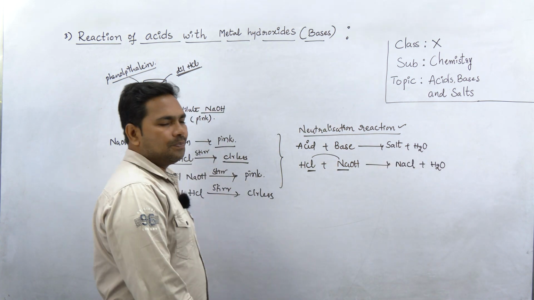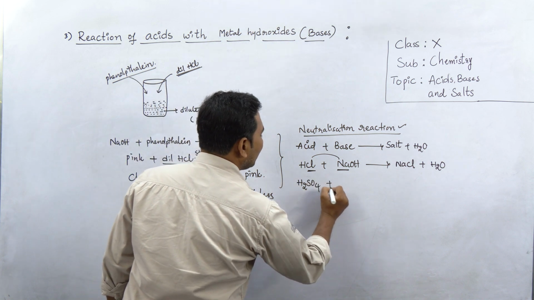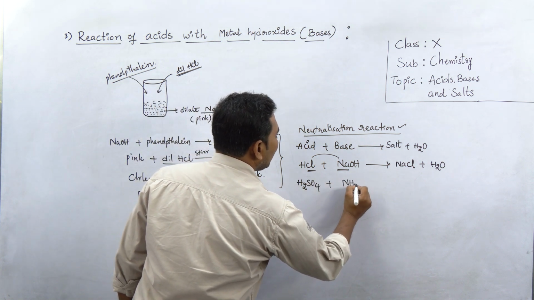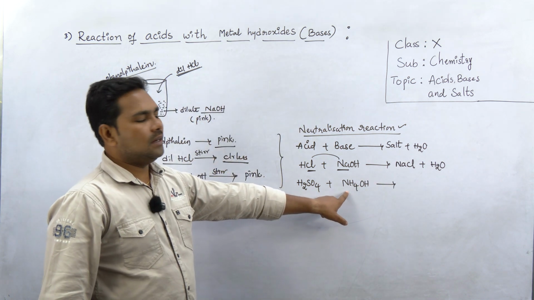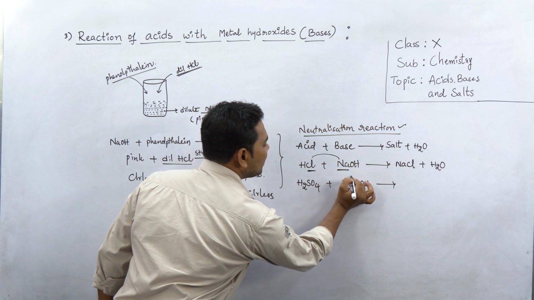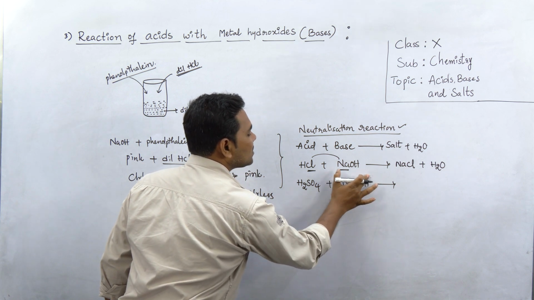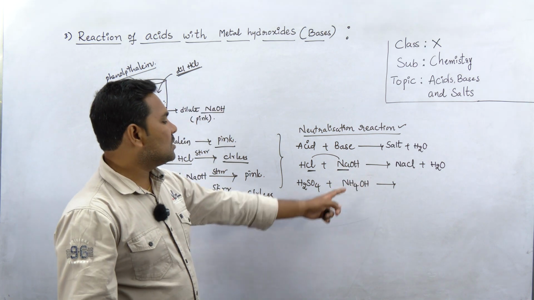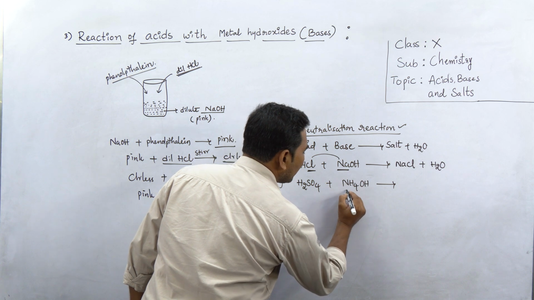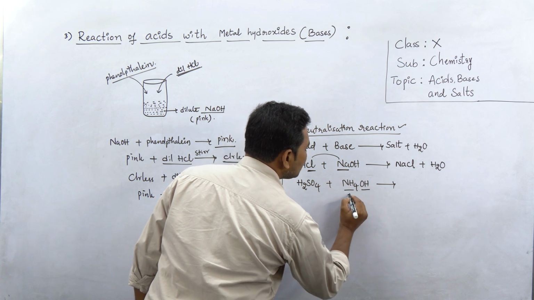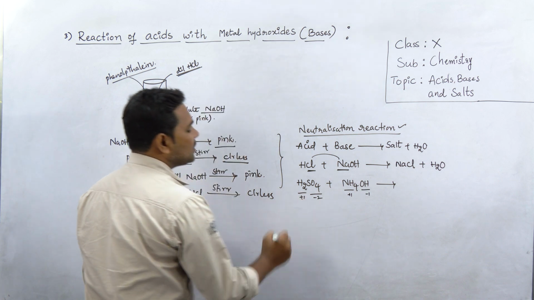If I take other acids, say H2SO4 reacting with a base called NH4OH, this is ammonium hydroxide. We generally imagine ammonium hydroxide as NH4 plus 1 and OH minus 1. When ammonium hydroxide is added to water, it produces ammonium ion and hydroxide ion. For your understanding, I'm writing here: this is plus 1, this is minus 1, the sulfate ion is minus 2, and hydrogen is generally plus 1.